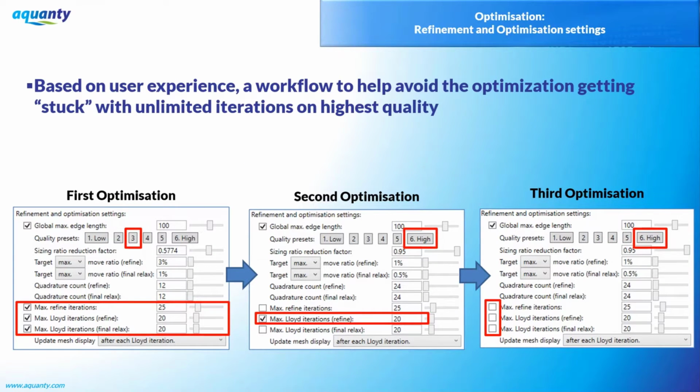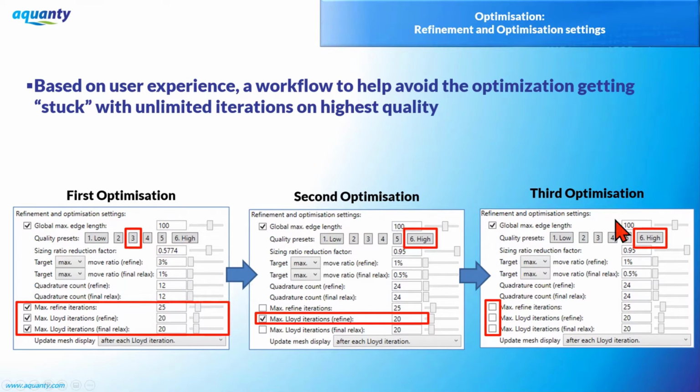Here we have presented a workflow based on some internal user experience to help avoid the optimization getting stuck if we're trying to run that final high quality mesh without any limitations on the number of iterations. So we found that if you start by running a limited quality 3 mesh, where all 3 of these iterations have been limited to some value, let that complete. Then run a high quality optimization with just the Lloyd iterations checked off.